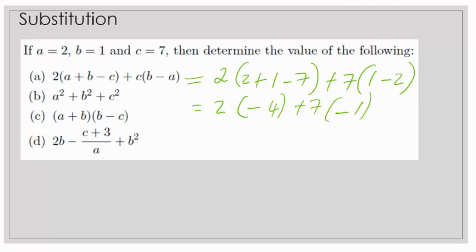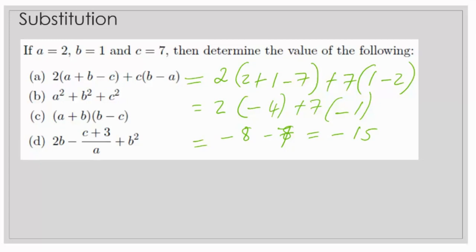You need to be careful about the signs. When there is a negative number involved, things start going wrong. So now you still have the brackets, and you need to deal with them. 2 multiplied by negative 4 is going to be negative 8. Then positive multiplied by negative is going to be negative 7. And then this is going to be negative 15.